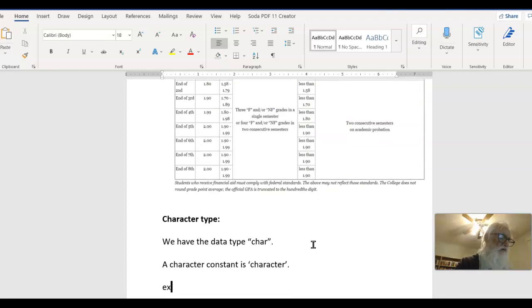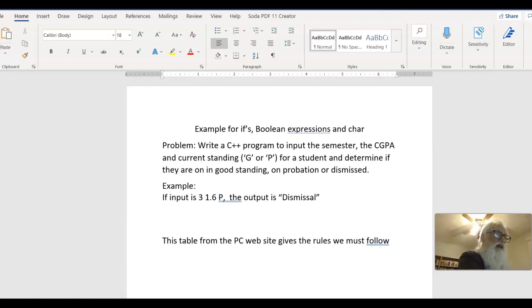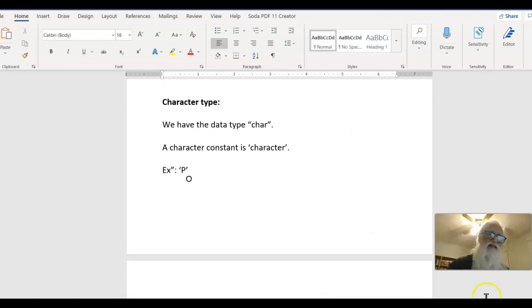So, an example would be quote P. Now, I'm going to use P to represent probation. So when I want to compare for probation, I'm going to put quote P quote. That is a constant, just like 3 is a constant for integers.